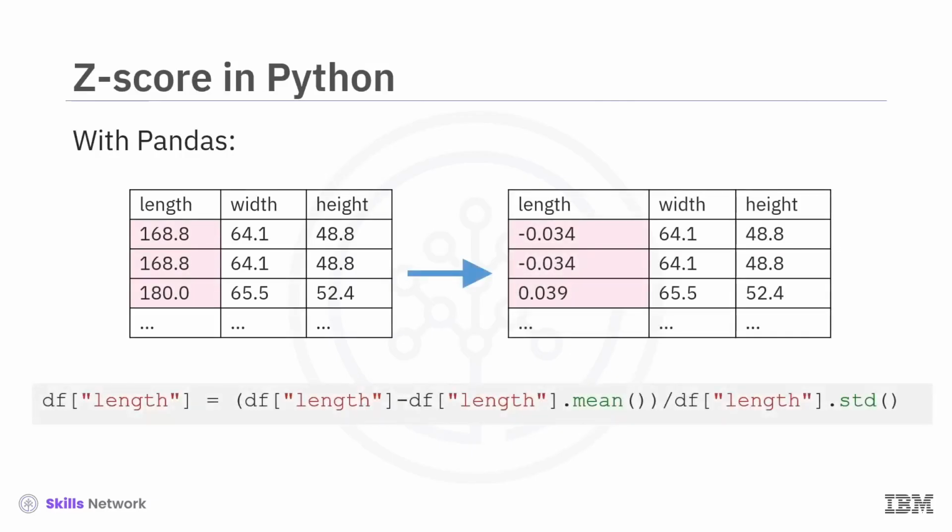Finally, we apply the z-score method on the length feature to normalize the values. Here, we apply the mean and std methods on the length feature. The mean method will return the average value of the feature in the data set, and the std method will return the standard deviation of the feature in the data set.